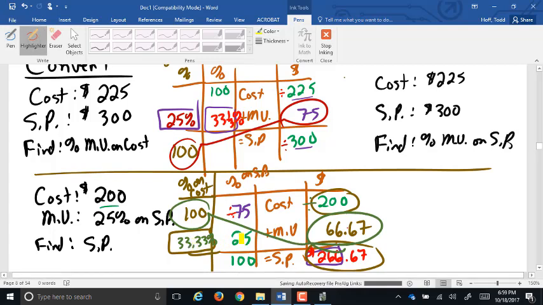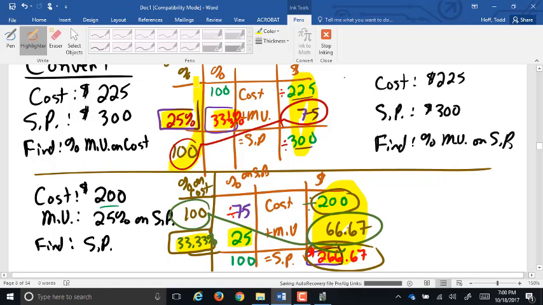Notice something here. When we did markup based on selling price, it was 25%. Markup based on cost with the same dollar amounts, it was 33 1/3. Up here, when we did markup based on selling price, it was 25%. We kept the same dollar amounts. The markup based on cost was 33 1/3.